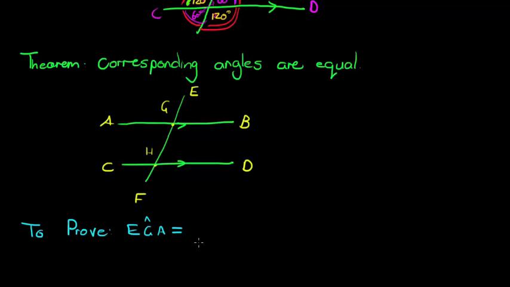Is equal to angle HC. Excellent. Good. If you wanted to, you could have said ECB is equal to GHD, or you could use these two, or you can use those two. I like what you chose. Doesn't matter though.